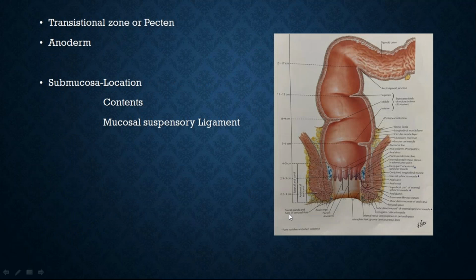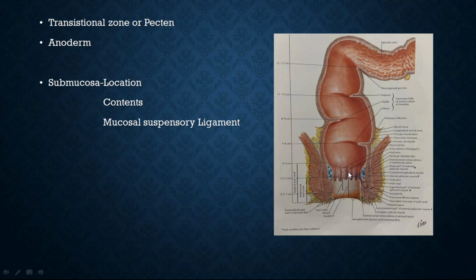Okay. So what is the transitional zone or pecten? Below the dentate line is the transitional zone or pecten. See this color and this color. It is dark plum colored. It is pale brown in color. So the main difference between these two is color. Number one, color: above it is plum colored, below is pale brown in color.